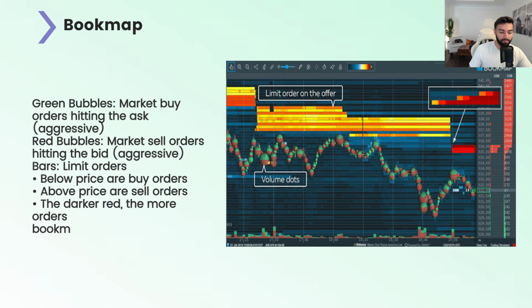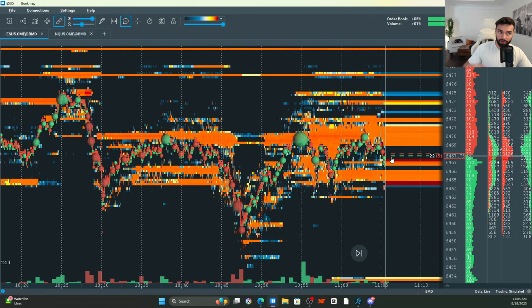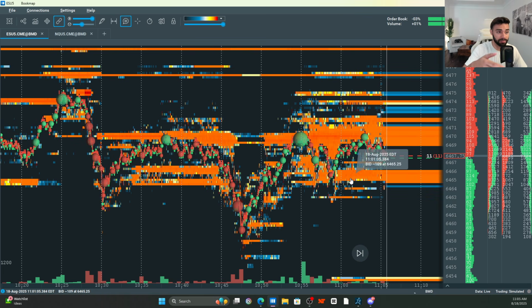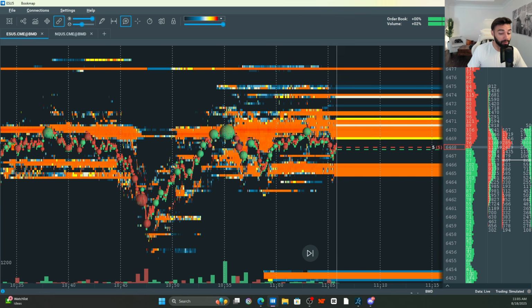Now, the red bubbles you see right here are the aggressive sellers, all the sellers who are selling at the bid. They're selling at a cheaper price. These are the times and sales. And the green bubbles are all the aggressive buyers, buyers who are buying the ask, paying a more expensive price, hence they're being aggressive.